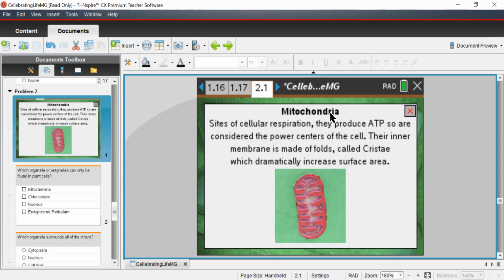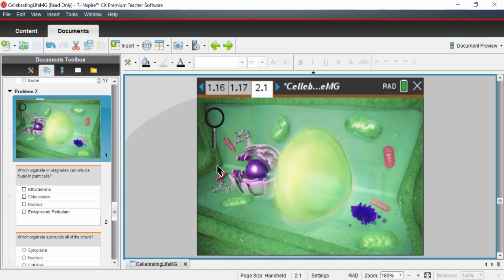All right, let's look at these things here. You should recognize these: mitochondria. Remember we said this is where cellular respiration happens, the production of ATP, adenosine triphosphate. Remember ATP is energy as far as we're concerned. These are the power centers of the cell. Their inner membrane is made of folds called cristae. This should look very familiar to you. Plants have mitochondria just like animal cells.